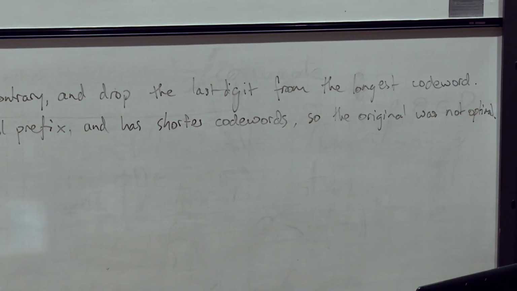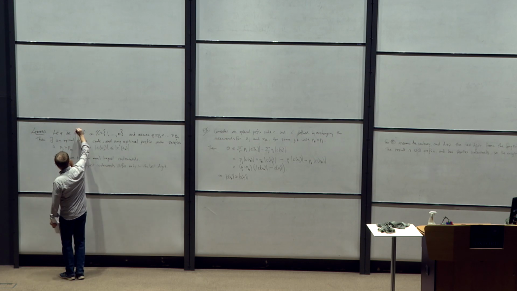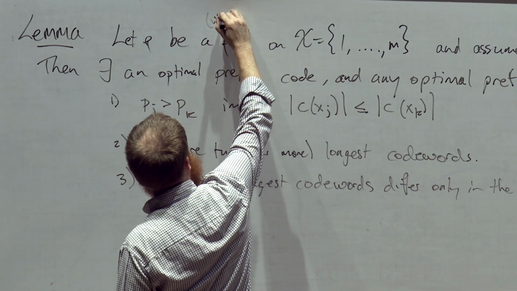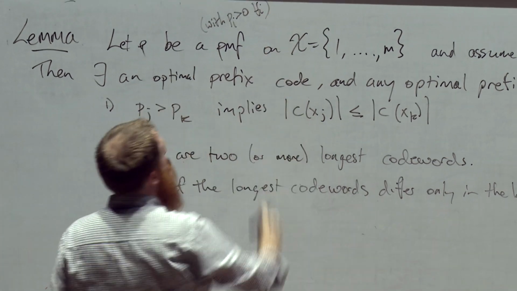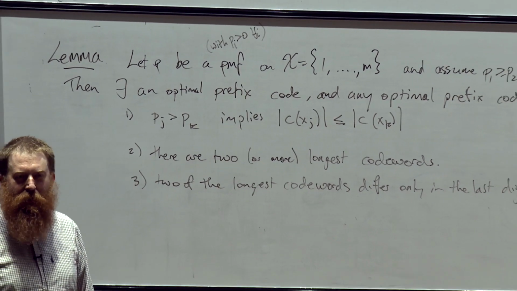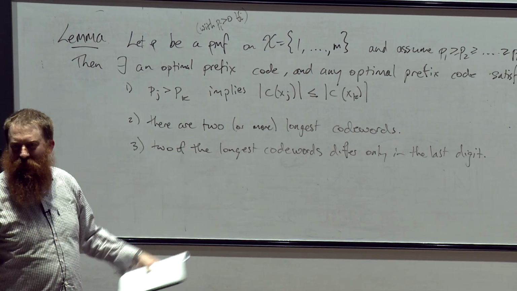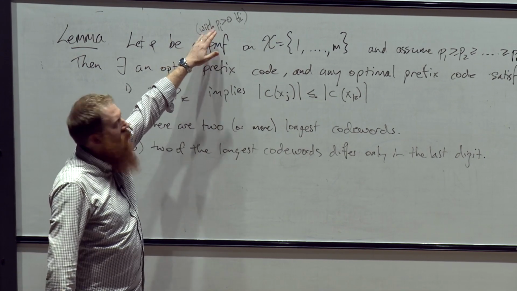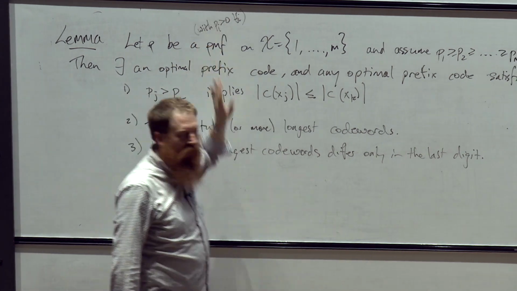Okay, I should say here I'm going to add pi greater than 0 for all i, just to avoid trivialities. If you've got a 0 probability, you can make the code word according to it as long as you like. It wouldn't make any difference. So here I should say that I'm excluding trivial examples in this result.